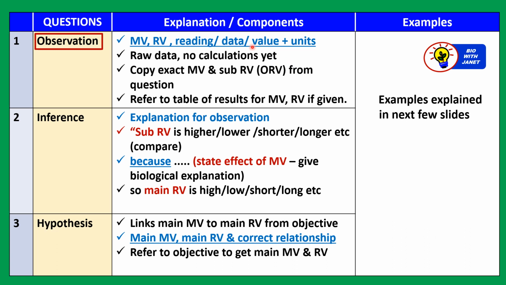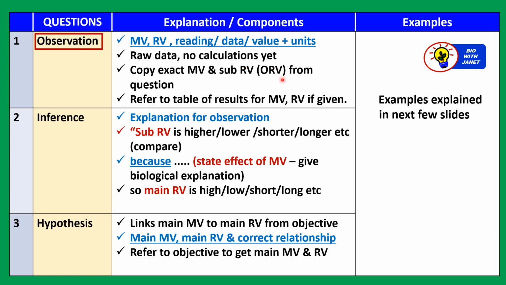So the data is the raw data and no calculations have been done yet on it. For example, if you are getting 2 readings for a particular MV, you must state both readings. Don't go and find the average and then state only the average reading, because no calculations should have been done yet. If there are two readings, you state both readings, plus the units.